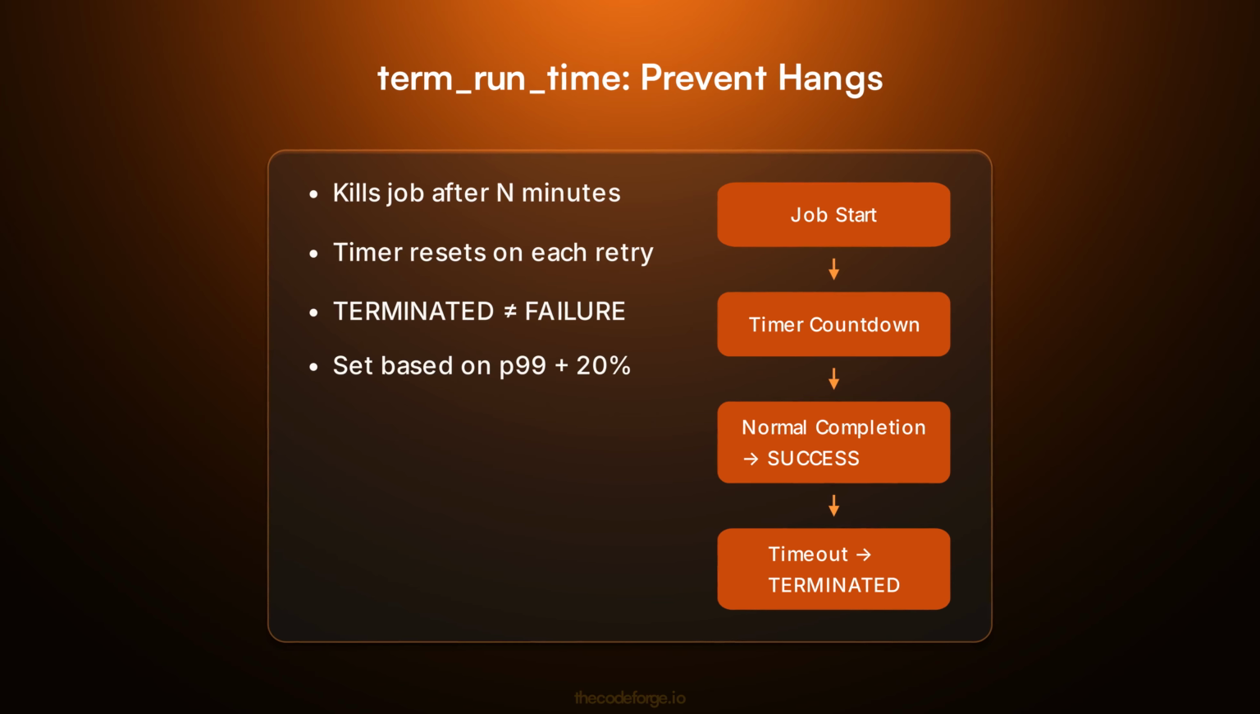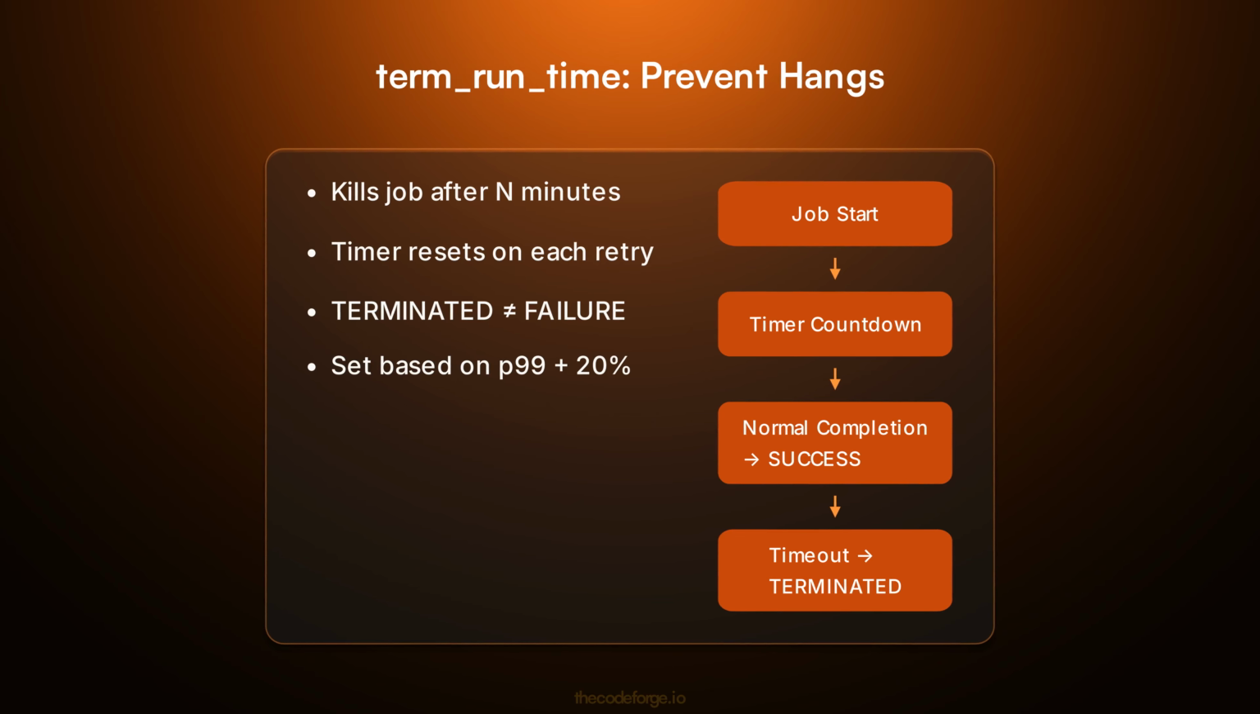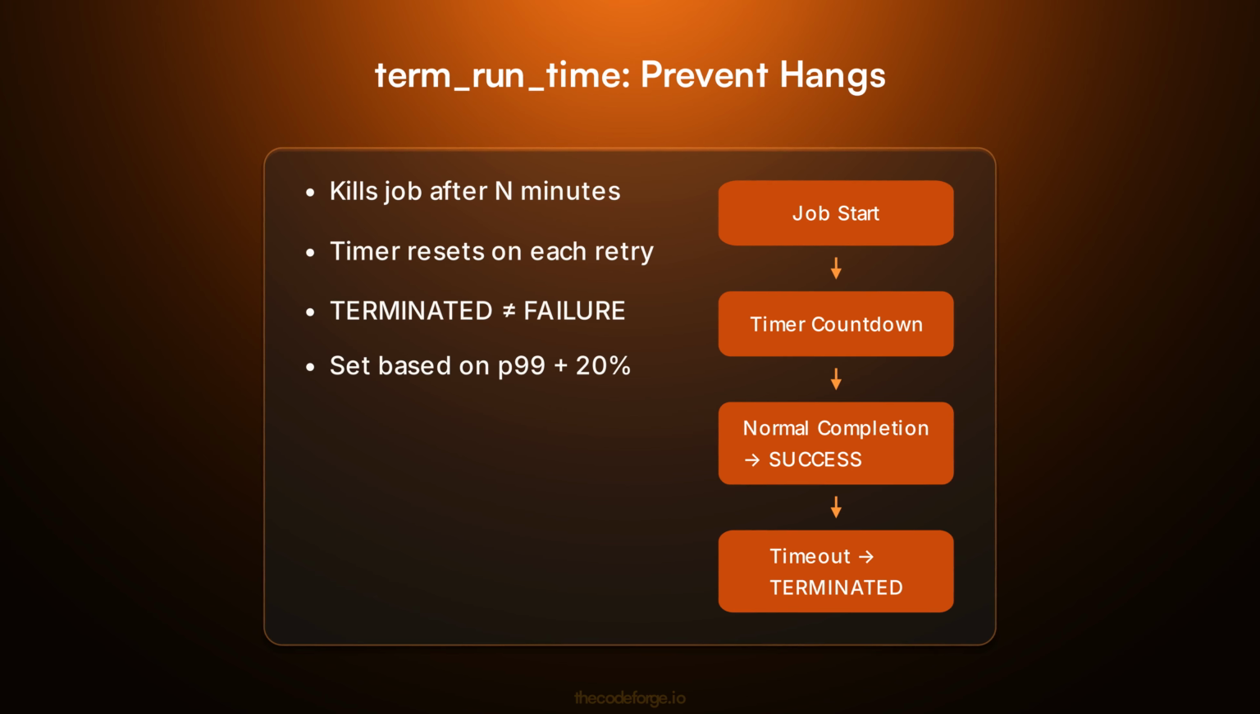Term runtime kills a job after n minutes from its start time. The timer resets on each retry. Crucially, terminated is not a failure condition like success. A job won't trigger on terminated. You need explicit OR conditions to handle timeouts.